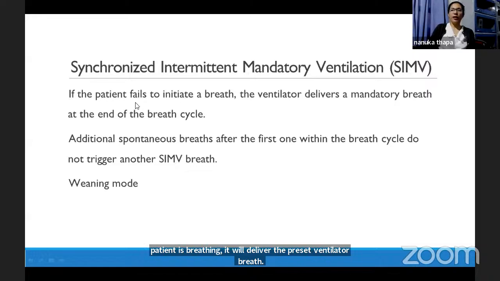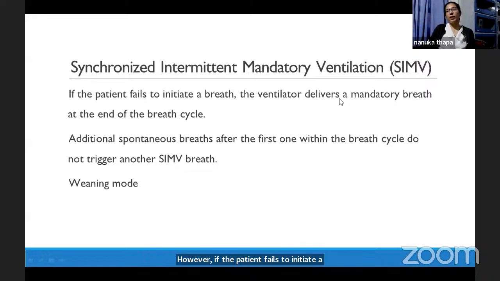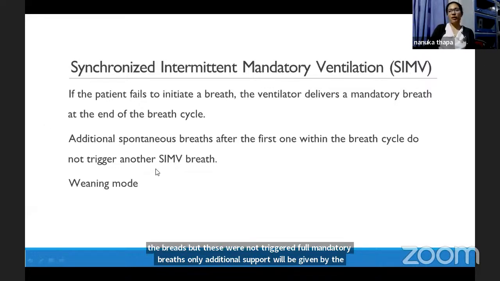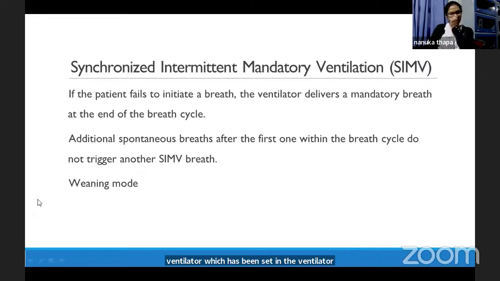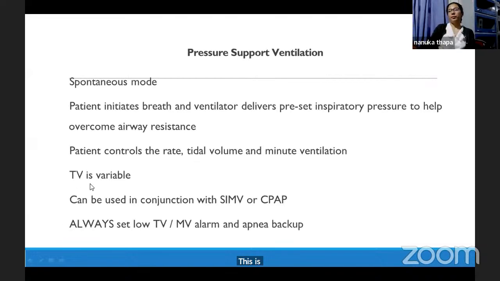However, if the patient fails to initiate a breath, the ventilator will deliver a mandatory breath at the end of the breathing cycle. Additional spontaneous breaths are allowed in between the breaths, but these will not trigger full mandatory breaths. Only additional support will be given by the ventilator, as has been set in the ventilator. This is the most commonly used weaning mode in the ICU.